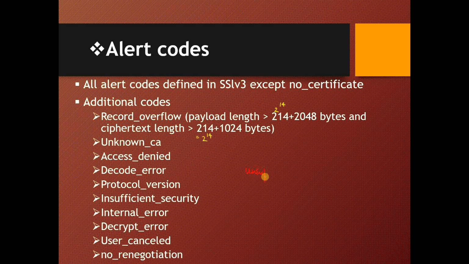unsupported_extension. This alert message is sent by the client that receives an extended server hello containing an extension which is not in the corresponding client hello. So this is another type of alert message. These are the additional alert codes which are provided in TLS in comparison to SSL version 3.